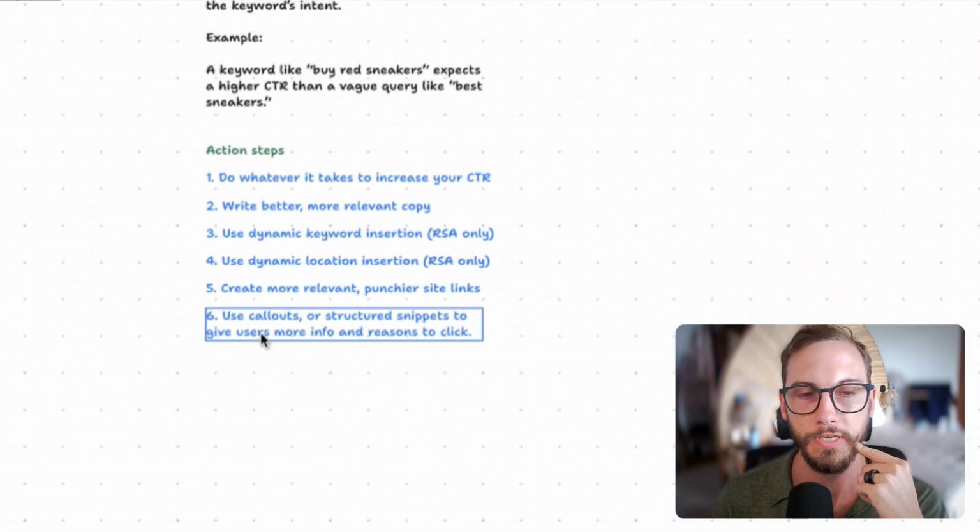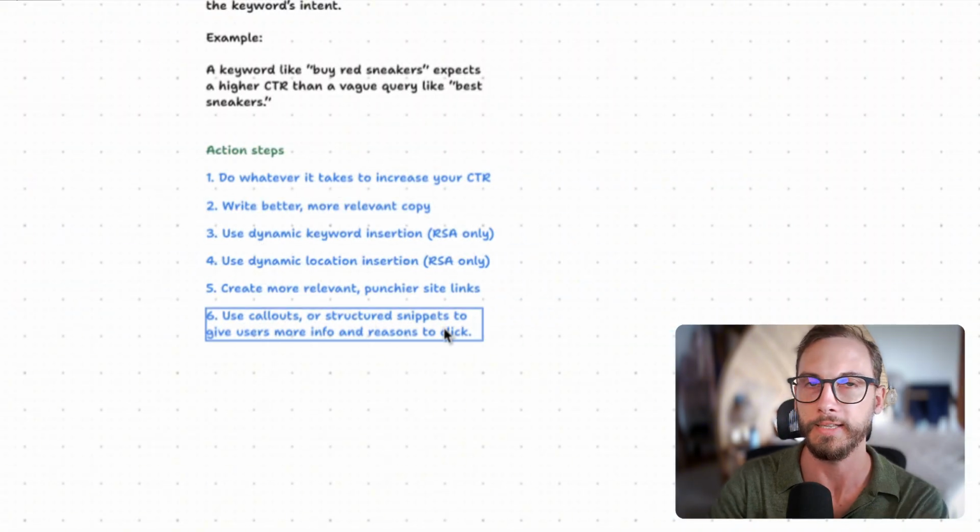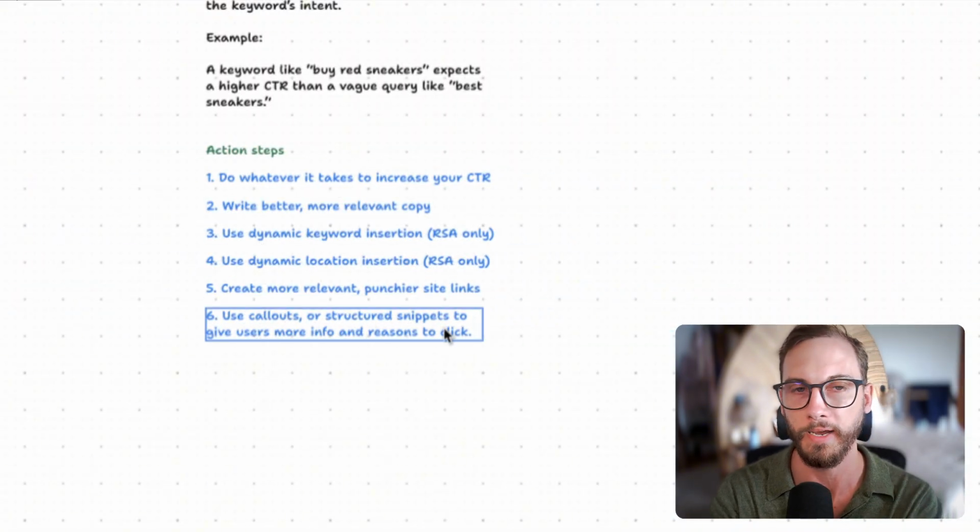Okay, and last one is using callouts, structured snippets, and other extensions, so that you're using all the space and real estate given to you by Google in order to make your ad clicked on, right?